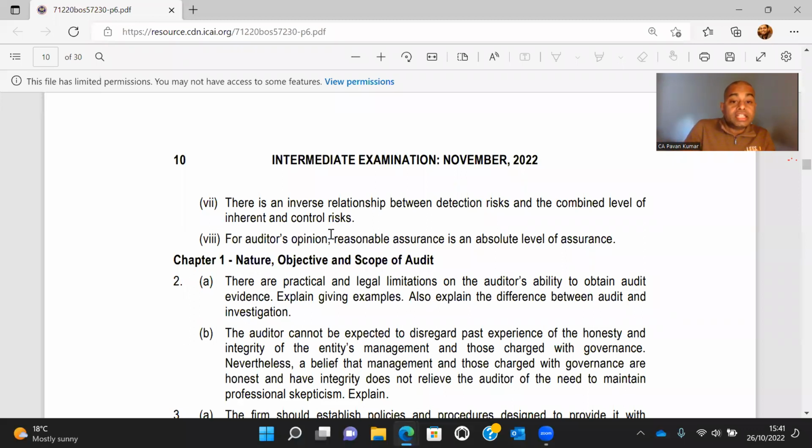Last one, for auditor's opinion, reasonable assurance is absolute level of assurance.